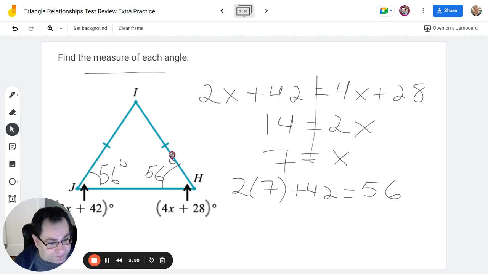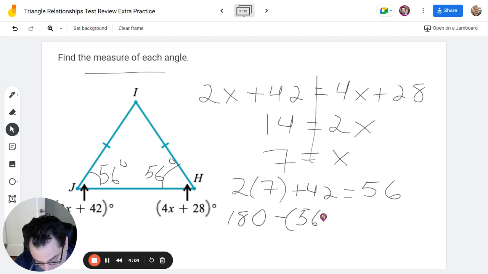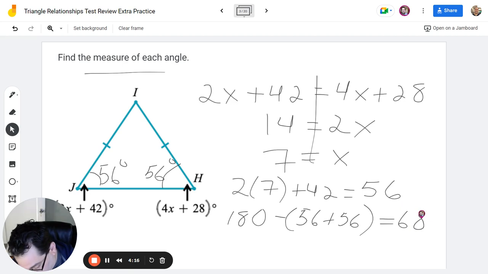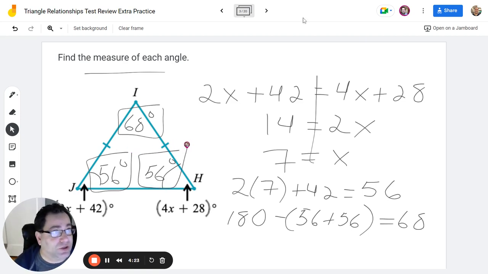And then finally, we just have to use the triangle sum theorem to evaluate angle I. So we're going to start with 180. And I'm going to subtract the angles given, 56 and 56. 50 and 50 is 100, 6 and 6 is 12. 180 minus 112 is 68. And that's going to be our third angle here. So we get 68, 56, and 56 as the solutions. Question number 4.